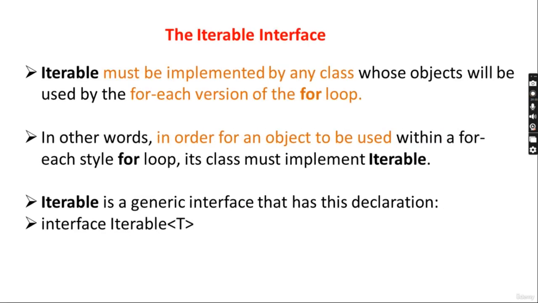The Iterable interface. Iterable must be implemented by any class whose objects will be used by the for-each version of the for loop. Okay.